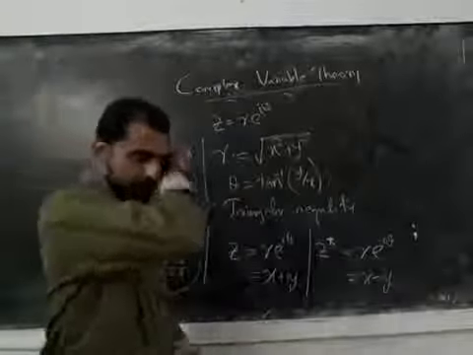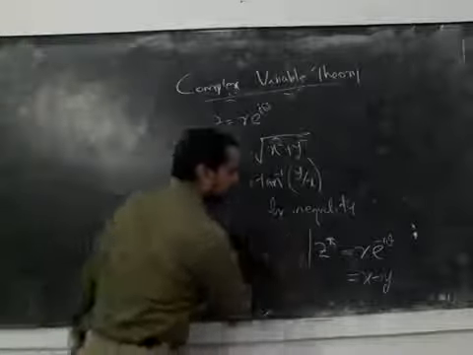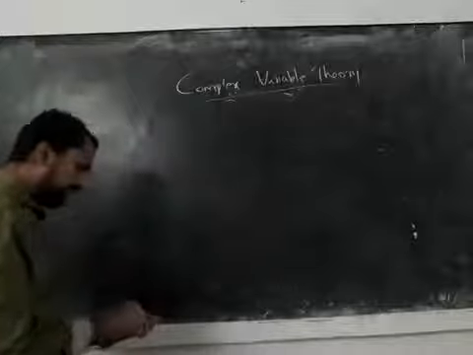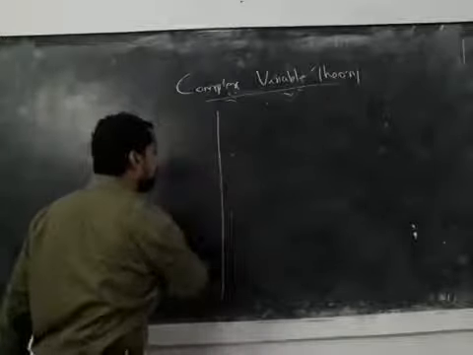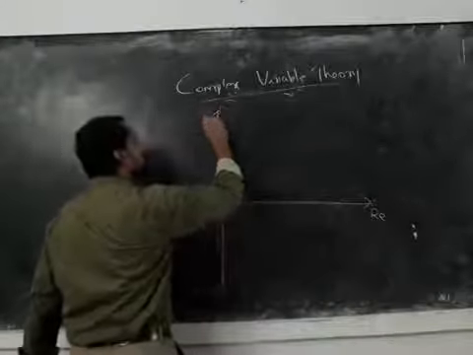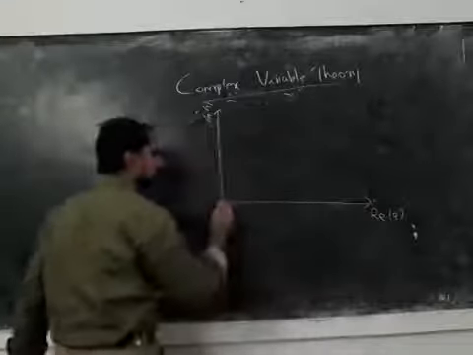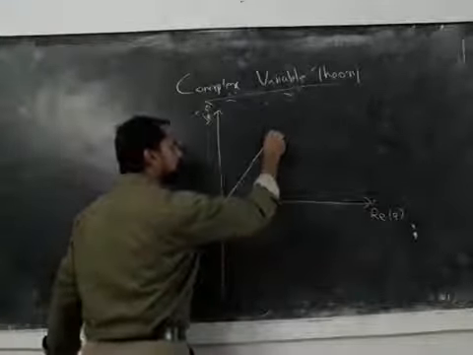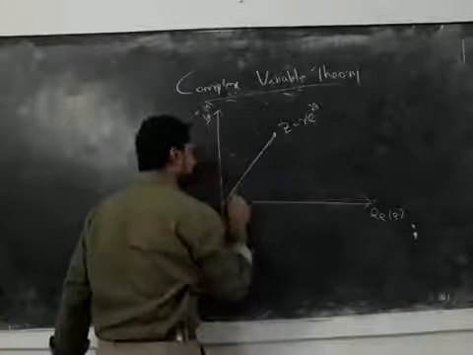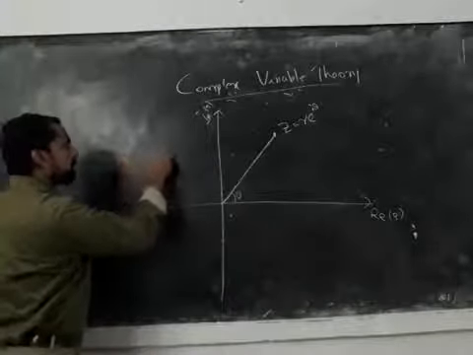One more point I will just mention and I will finish. For example, you have a complex point in a complex plane. This is your complex plane, real and imaginary. And you have a point here. This is your z. Z is equal to r e raised to I theta. So this is theta.